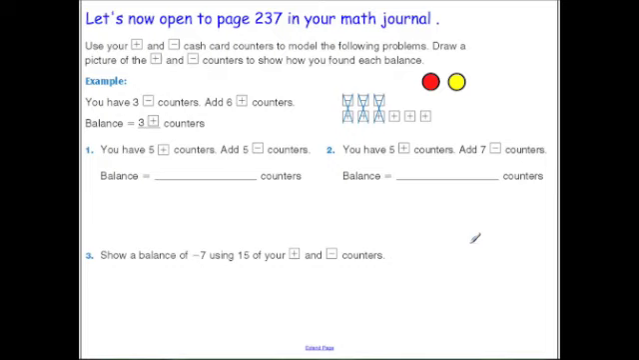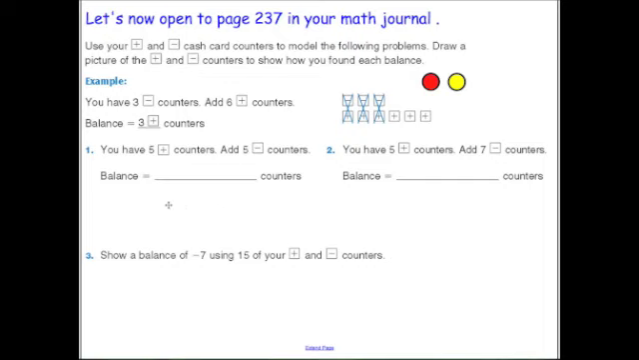Now let's open to page 237 in your math journal. It says, use your positive and negative cash card counters to model the following problems. Draw a picture of the positive and negative counters to show you found each balance. So it gives us an example. It says you have 3 negative counters and you're adding 6 positive counters. So they drew 3 negative counters and then 6 positive counters, and we know that we cross them out if they line up, which gave them a total of 3 positive counters.